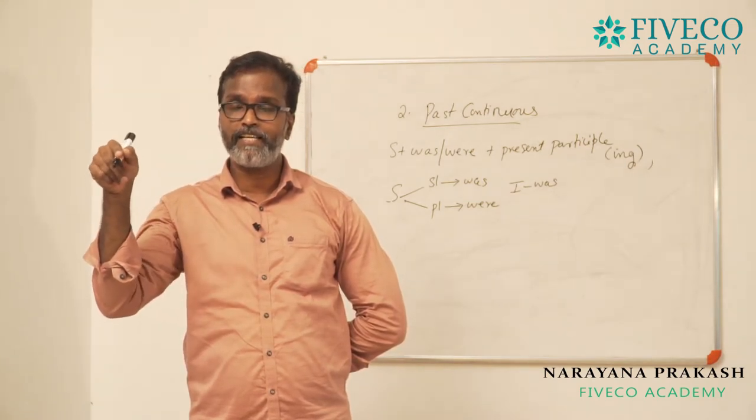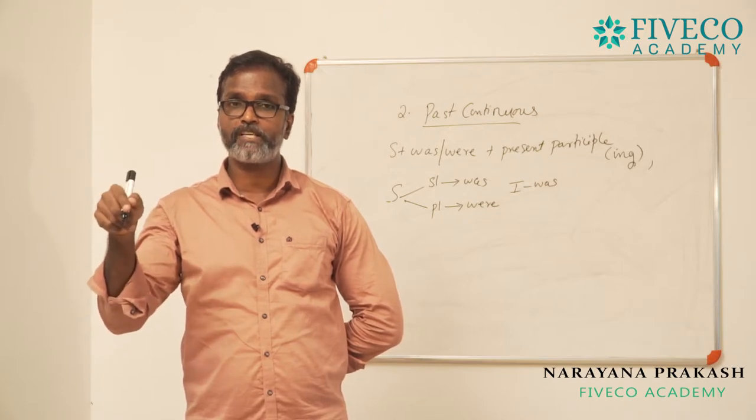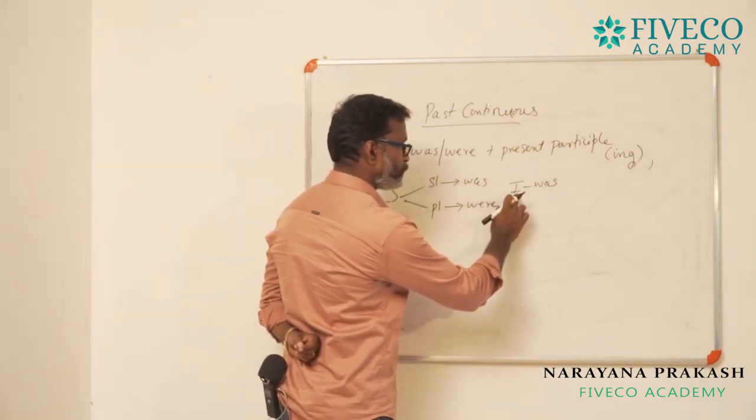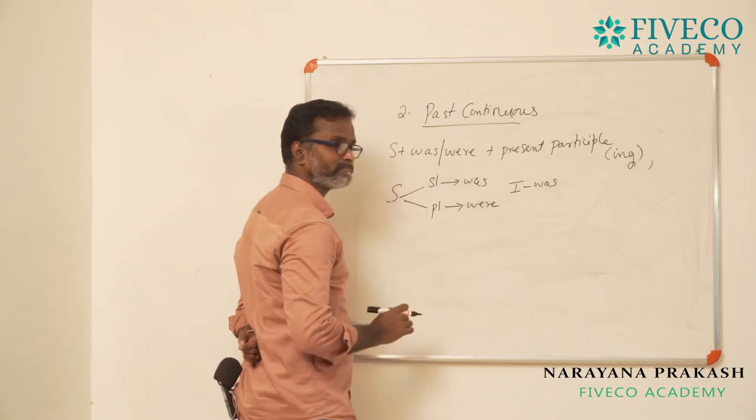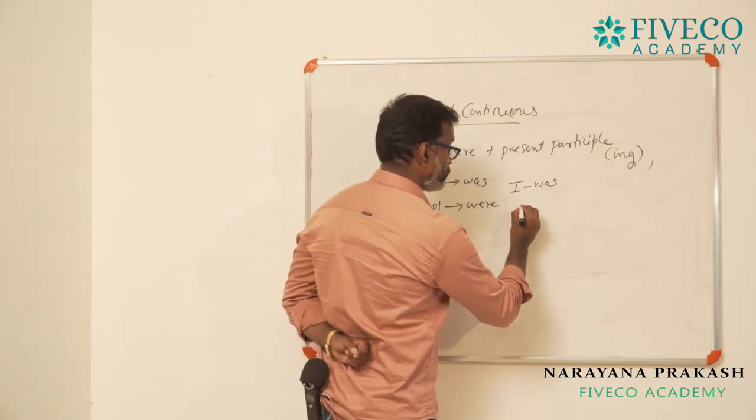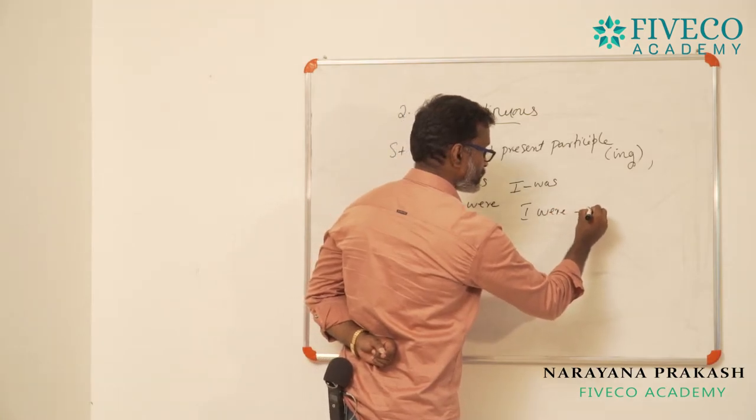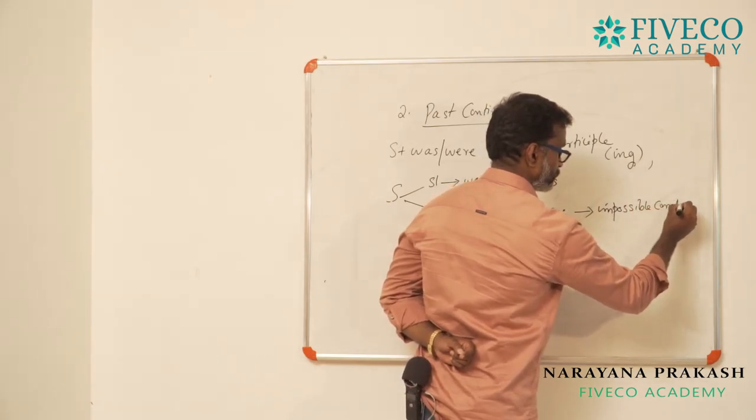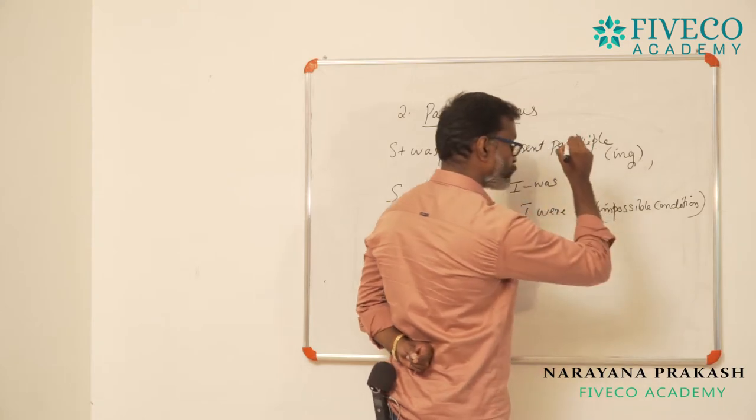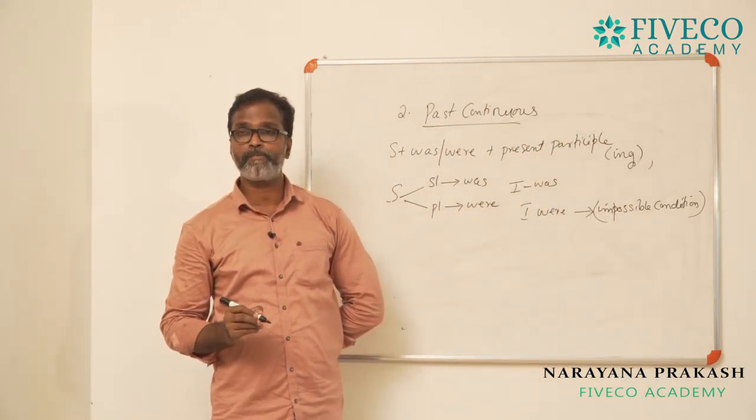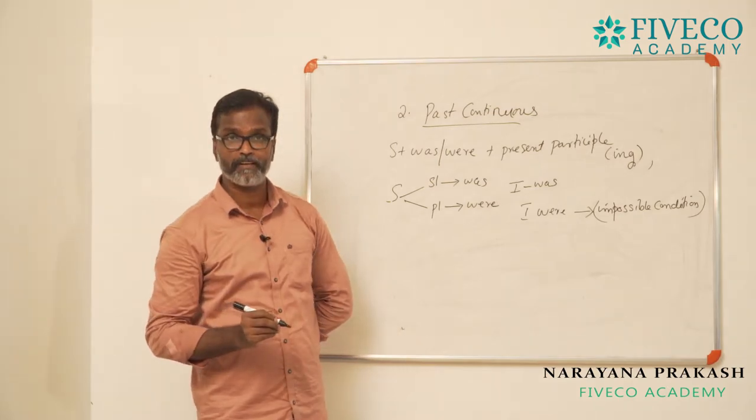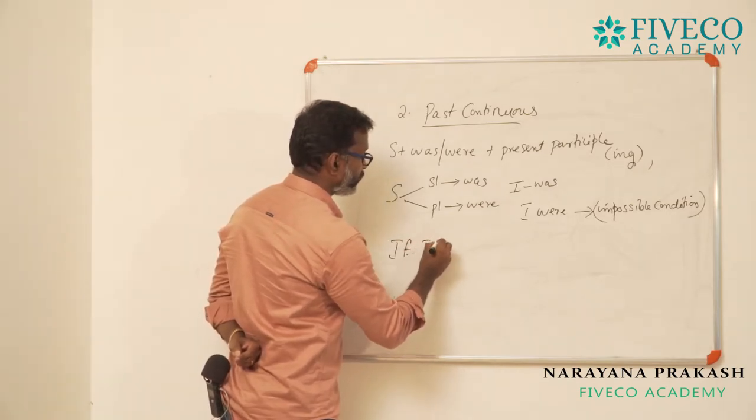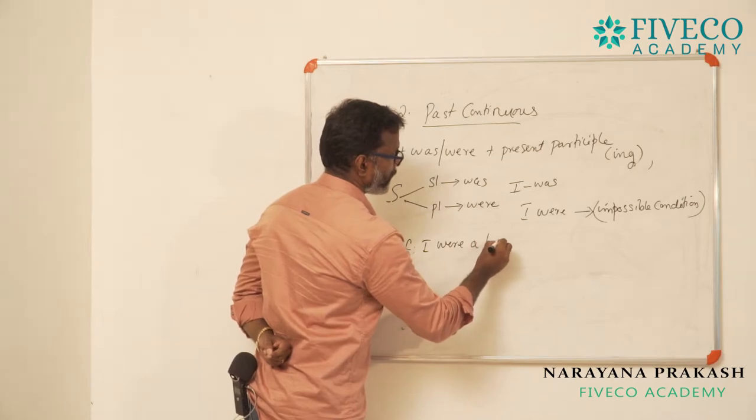Remember, was can be used with I: I was. And sometimes we may use I were to express an impossible condition. I were is used only in an impossible condition or imaginative situation. For example, if I were a bird.